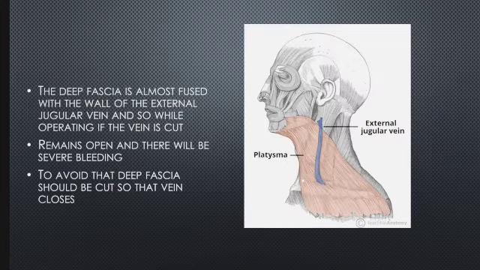The final thing is the clinical importance related to the external jugular vein. As the wall of the external jugular vein is attached to the deep fascia, that is the investing layer, it remains open. If the external jugular vein is cut, it remains open and is not closed, so there will be excessive bleeding. In that case you have to cut the deep fascia so that the vein will close and there won't be any leakage of blood.